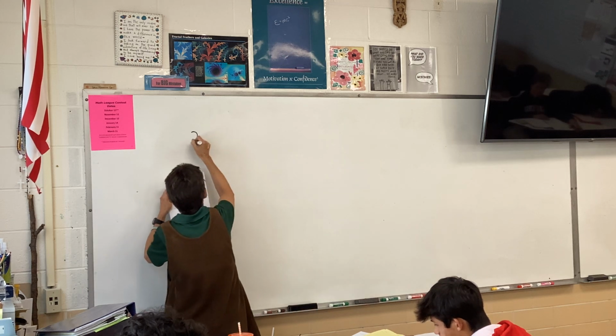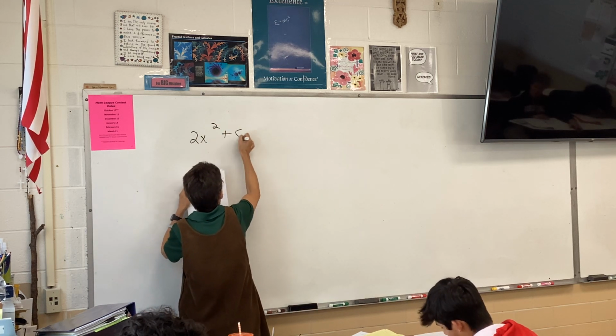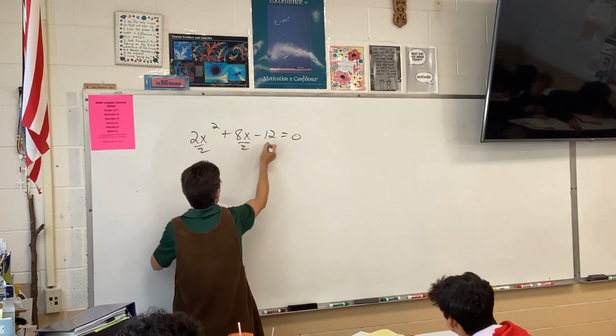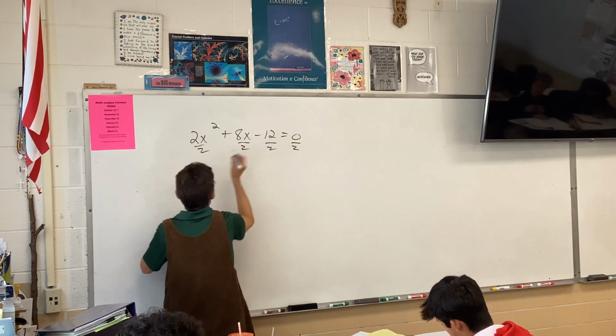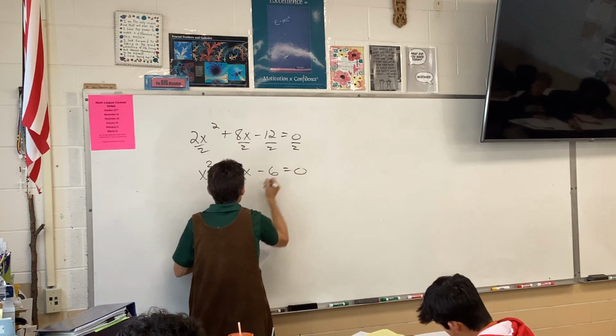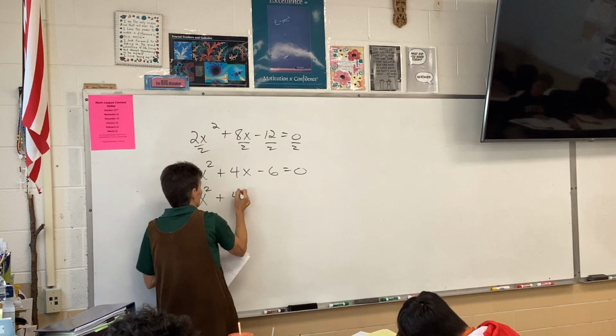Alright, so what do we do to complete the square? Get the 2 out of the way. Gotta get the 2 out of the way, and we get rid of it by dividing. So x squared plus 4x minus 6. Then you have to move the 6 over.